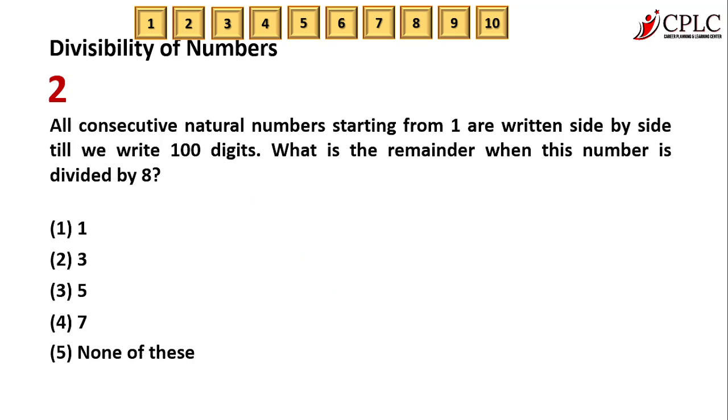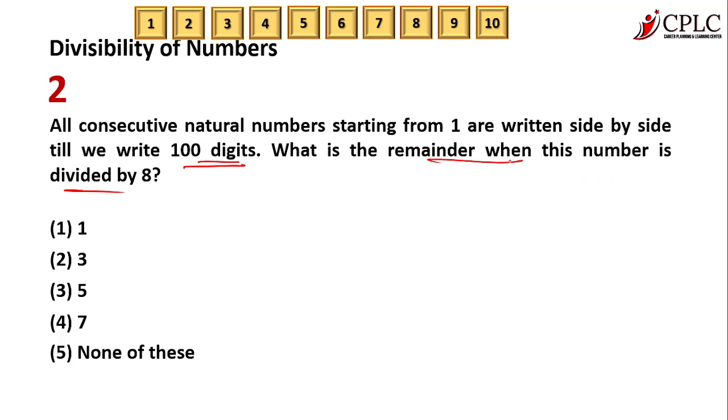For example, it is very important to understand the question, which will only happen when you read it properly and not rush through it. Which says all consecutive natural numbers starting from 1 are written side by side till we write 100 digits. Now this part is super important. 90% of the people make a mistake here. They take 100 numbers. They are not asking us to write 100 numbers, they are asking us to write 100 digits, for example. And then they're asking what is the remainder when this number is divided by 8.